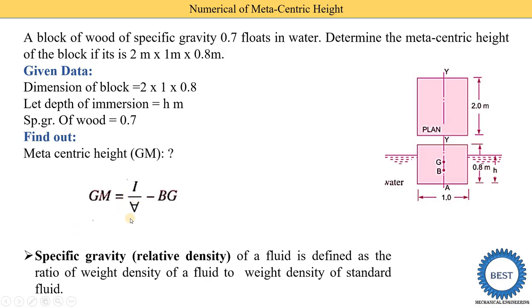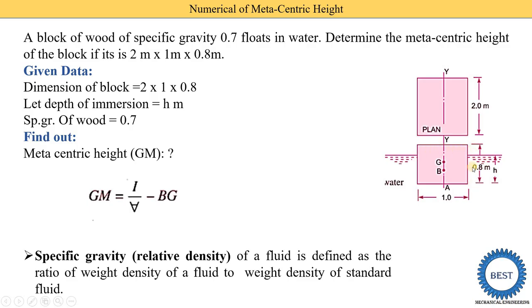Then the volume of the body submerged in water. We need to find out this volume, and this is BG, which means the distance between the buoyancy point B and the point G. We are able to find out this buoyancy point when we know h, so first we need to calculate h. After calculating h, we are able to find out B, and first we need to find out G. G is findable because it is the center of gravity.